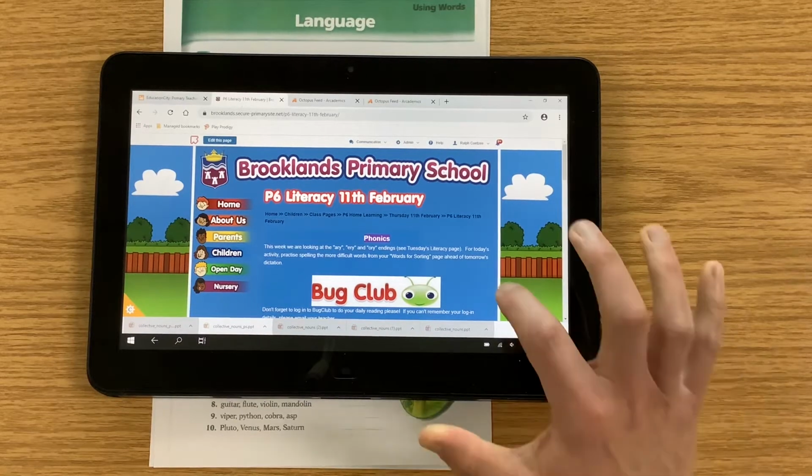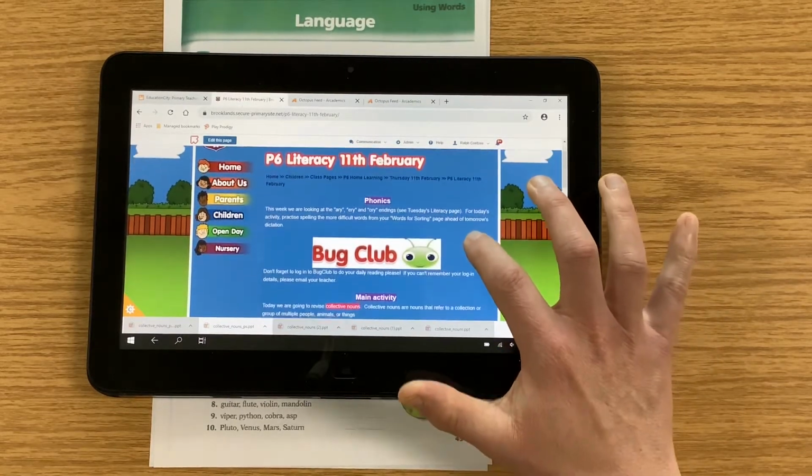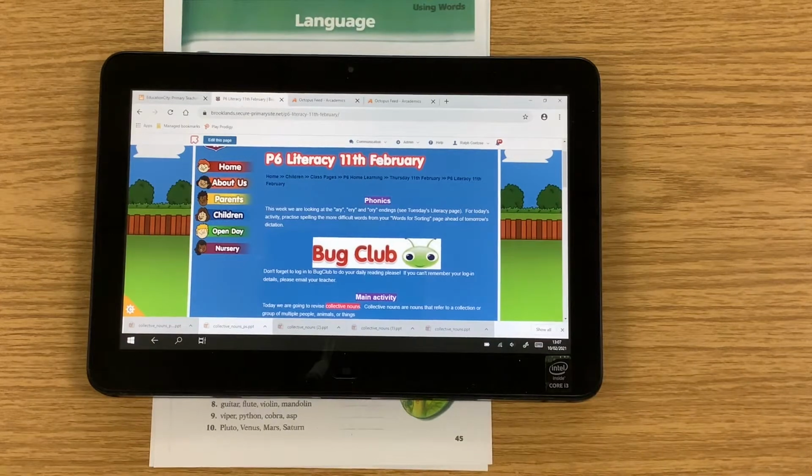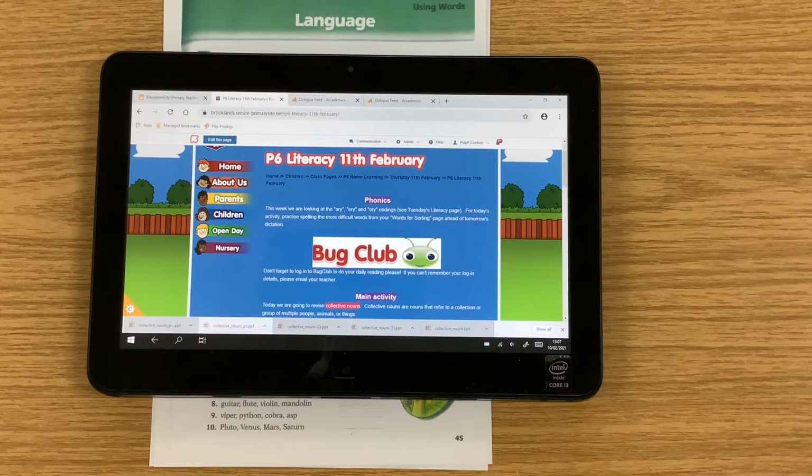To start off with, if you click on the home page, we are looking at the AR, ER and OR endings for our phonics. So for today's activity, what you need to do is practice the spellings. Maybe get somebody to ask you the more difficult spellings, or maybe you could write down the spellings and highlight the parts of the word that you find difficult. Maybe write them out 3 times, the one that you find trickier. Okay, but practice your spellings ahead of the dictation that we normally have on a Friday.